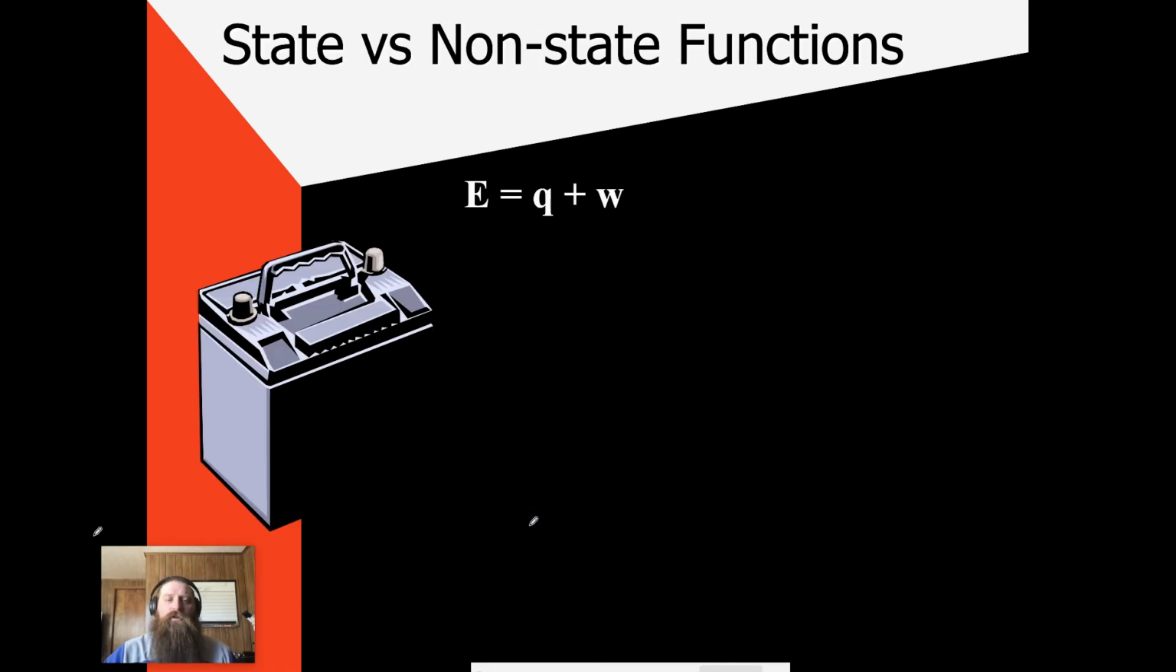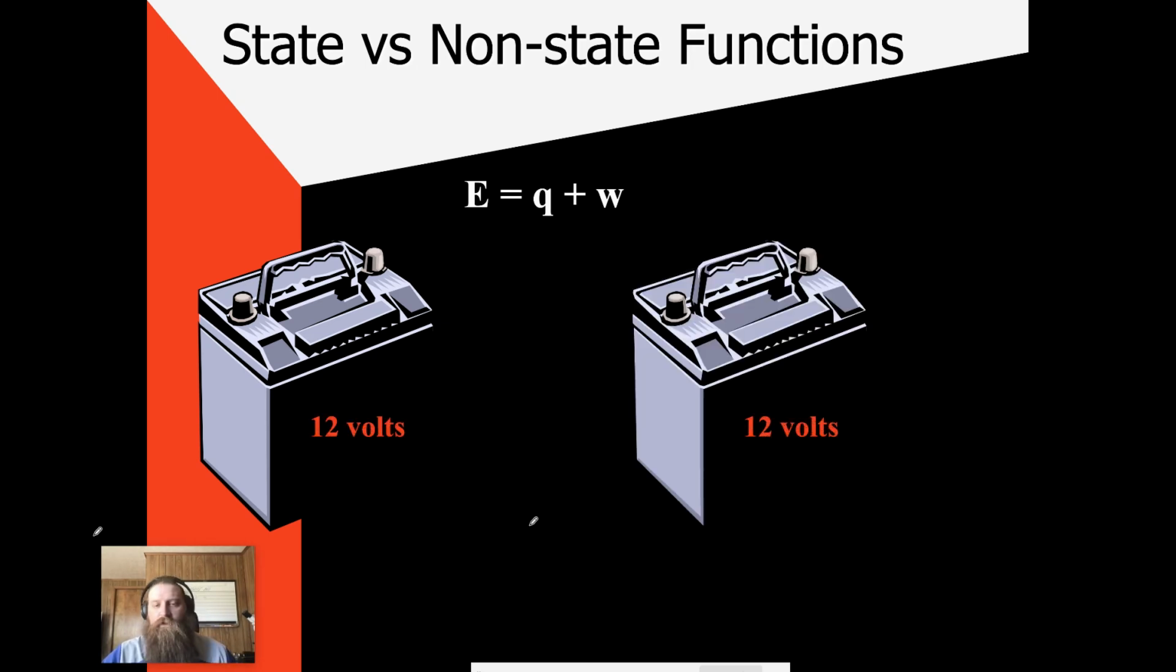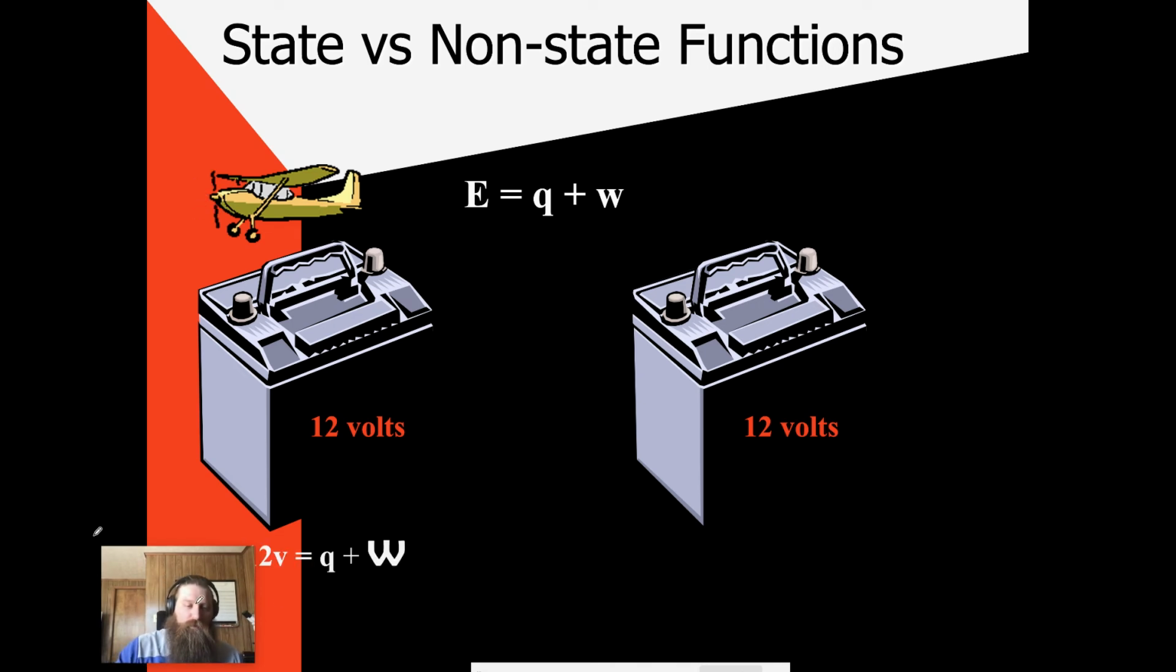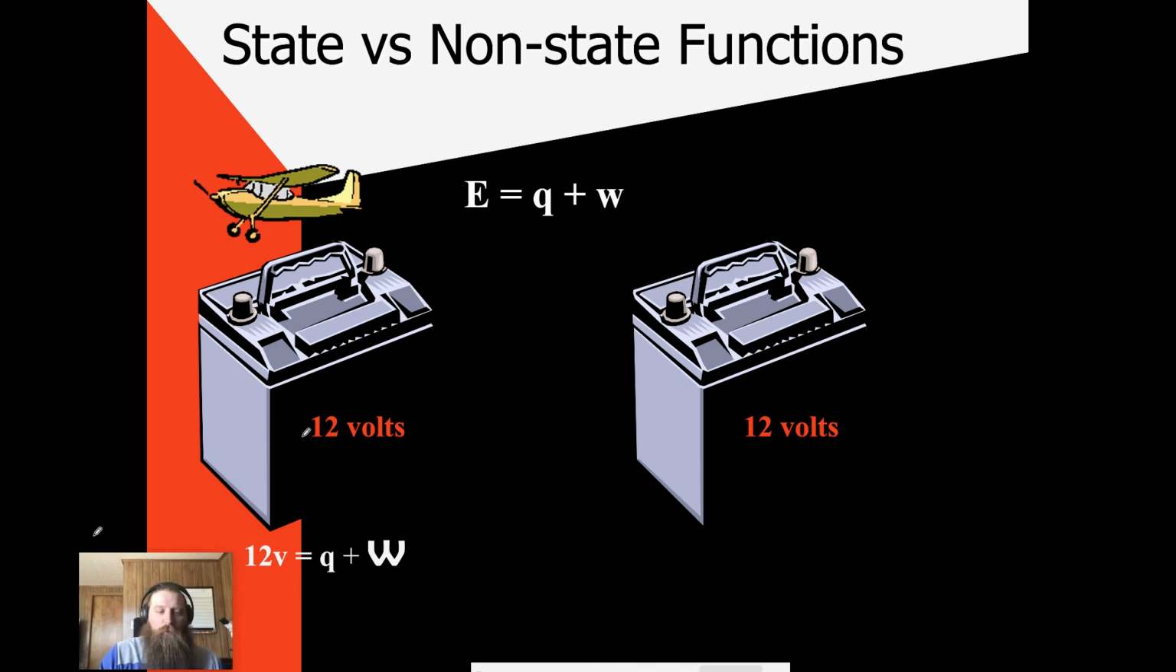All right, let's look at it in terms of energy equals Q plus W. So here I have two batteries. They're both 12-volt batteries. The first battery, I'm going to put it into an airplane, and I'm going to use the power in that battery in order to fly. So here, the 12 volts, which is the energy, is equal to Q, the heat given off by the battery, plus W. And we know that as you use the battery, it will warm up and will waste some energy in the form of heat, but we'll get a lot of work out of it. So work is going to be a pretty big number here.